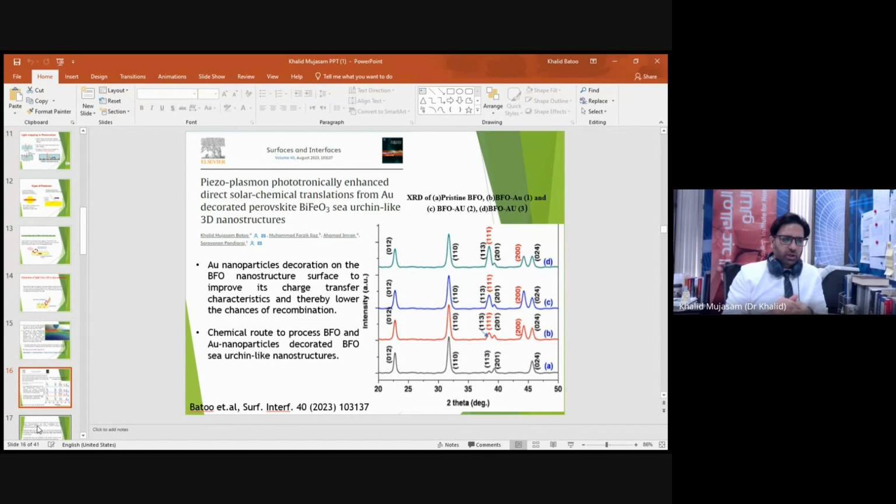recently published, where we chose BFO, bismuth ferrite, or simply bismuth ferrite, which is of the perovskite family, and the band gap energy of the material is narrow, from 2.1 to 2.7 electron volt. It has excellent chemical stability, and its cost-effective features are very interesting.